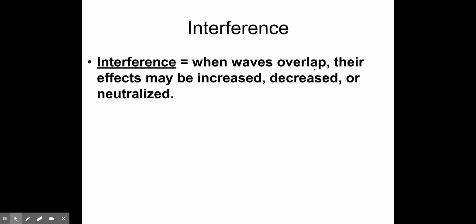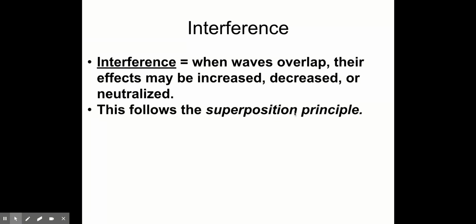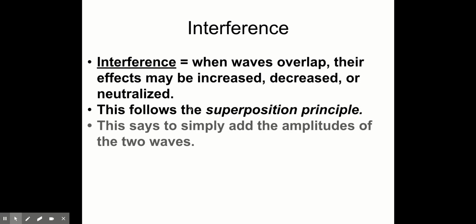Interference is when waves overlap. Their effects may be increased, decreased, or neutralized entirely here. And this follows something called the superposition principle, which just means you put them on top of each other. So the simple way to say the superposition principle is you simply add up the amplitudes of the two waves, and that is the amplitude of the wave that you would see at that moment that they're overlapping.